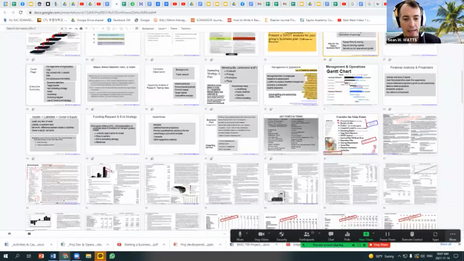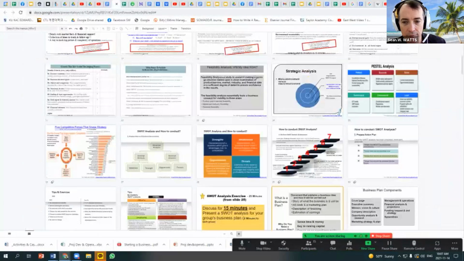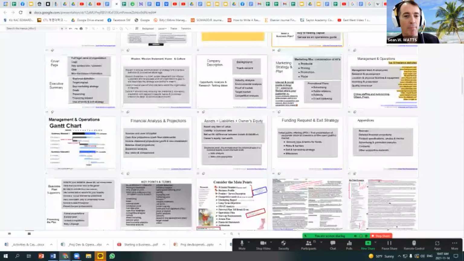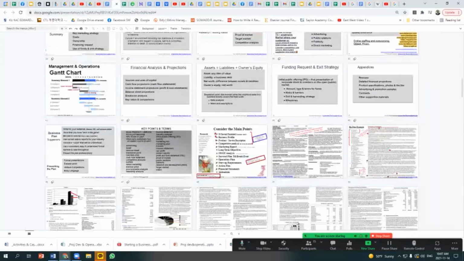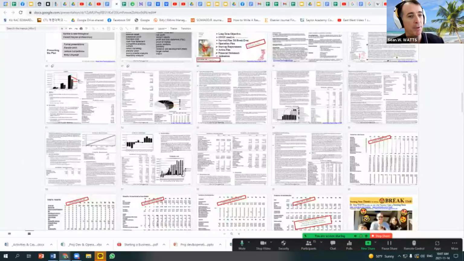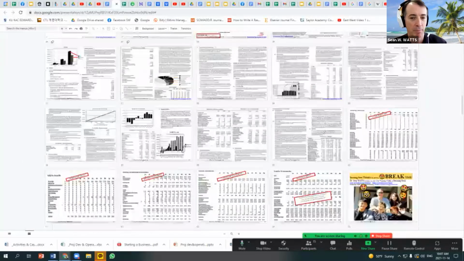So this gray area here, I'll make it a little bit bigger, easier to see. So the gray area at the top, that is from a textbook. And what I'm showing on my screen now, this is all a real business plan. So I'm showing you a textbook definition or a textbook description, and then a real example of a business plan.